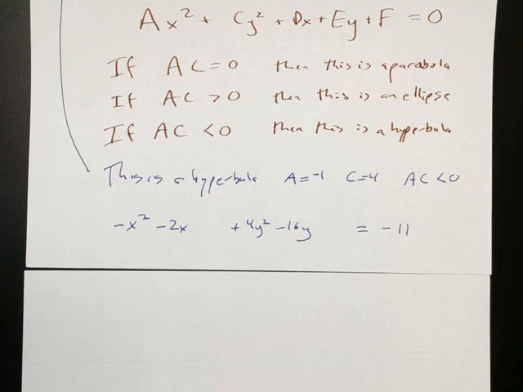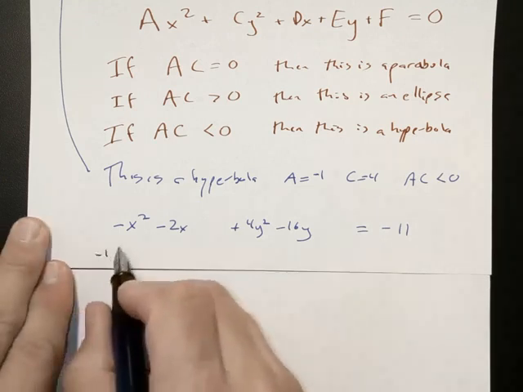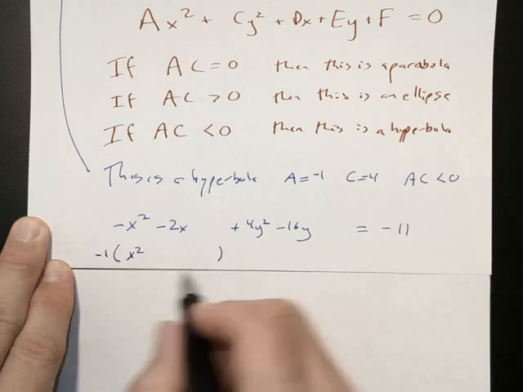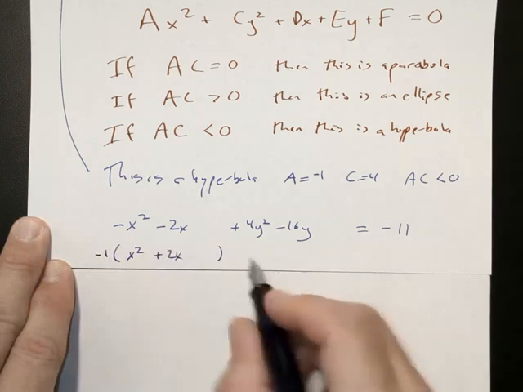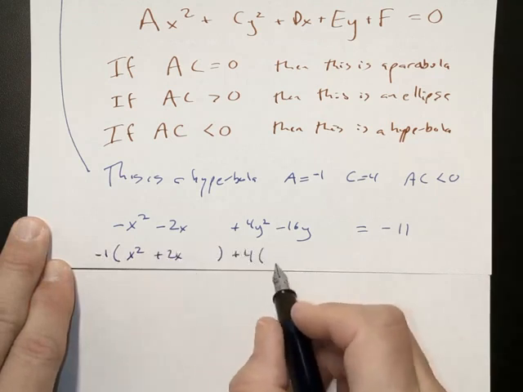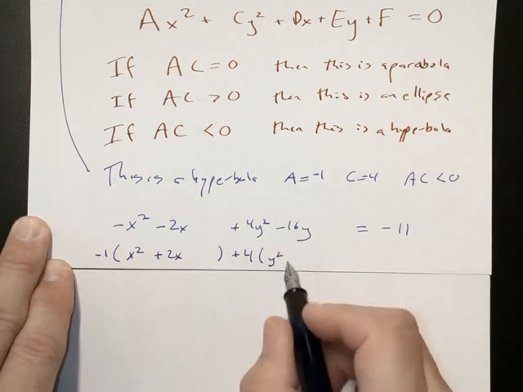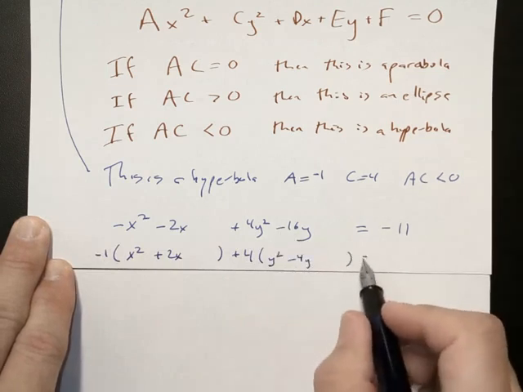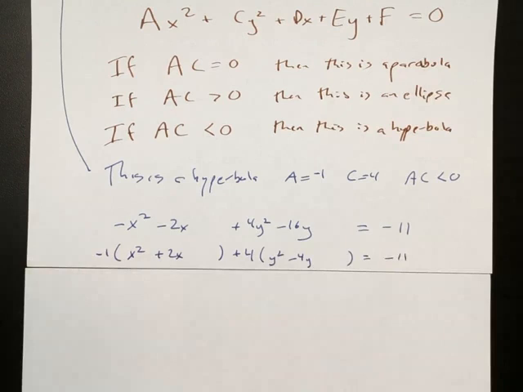But just like with the last one, the number in front of the x squared is not a 1. The number in front of the y squared is not a 1. I need to factor the number out. Now, in front of x squared, it's just a minus sign. So that's a negative 1. But in front of the y squared, it's a 4. So when I factor that out, I get something different.